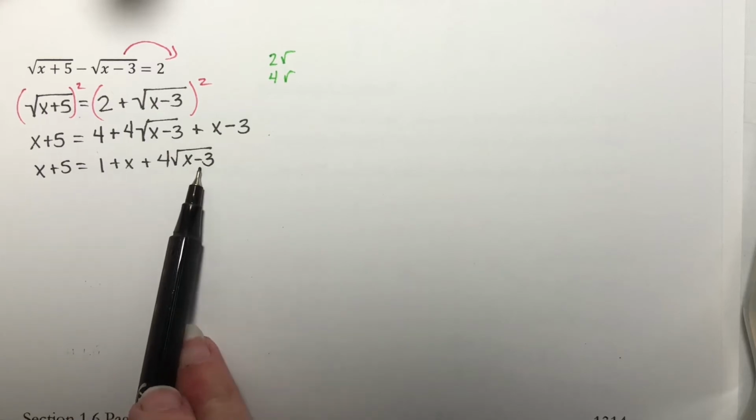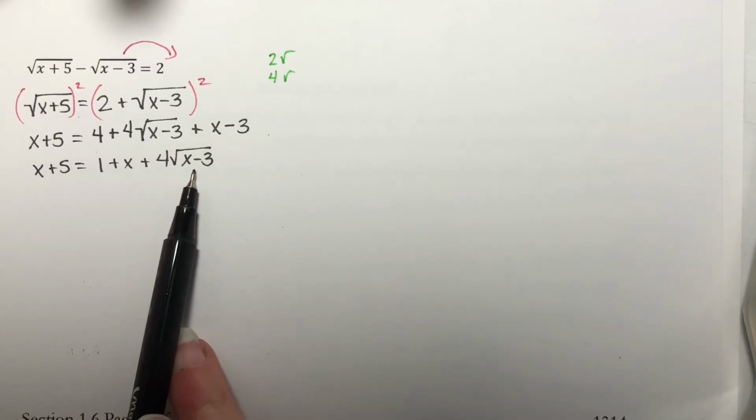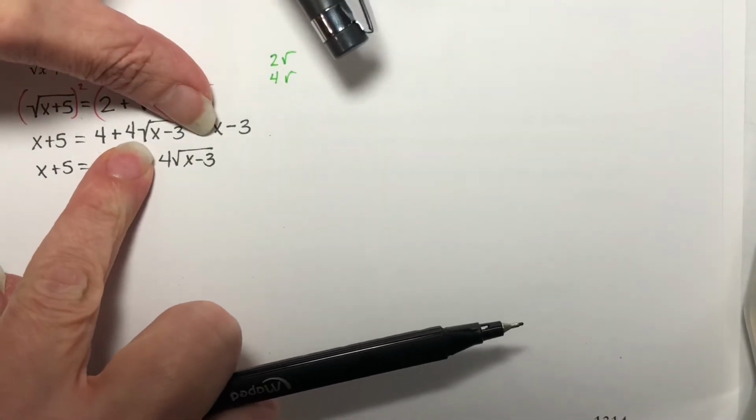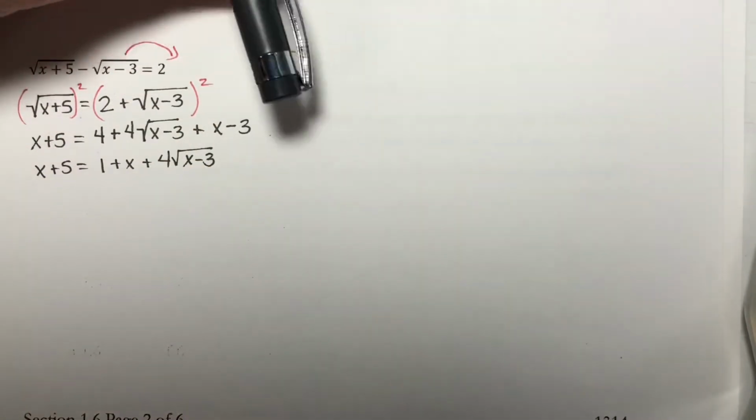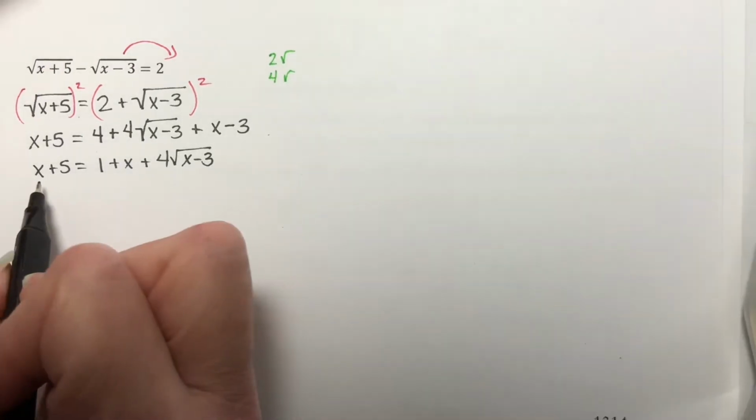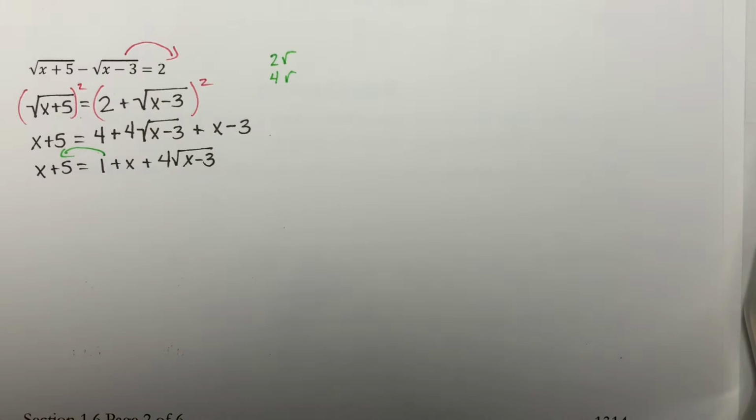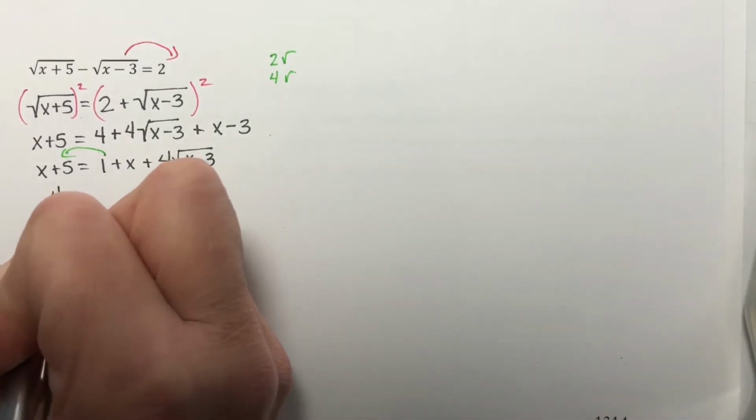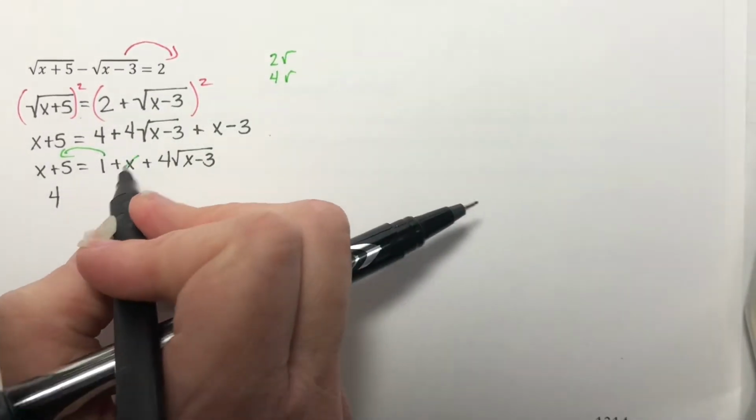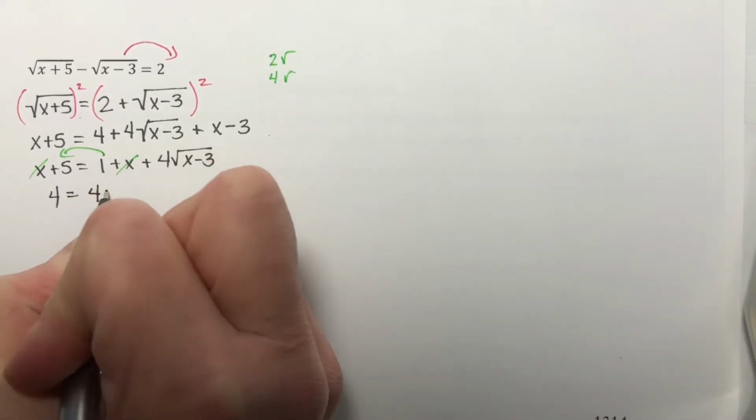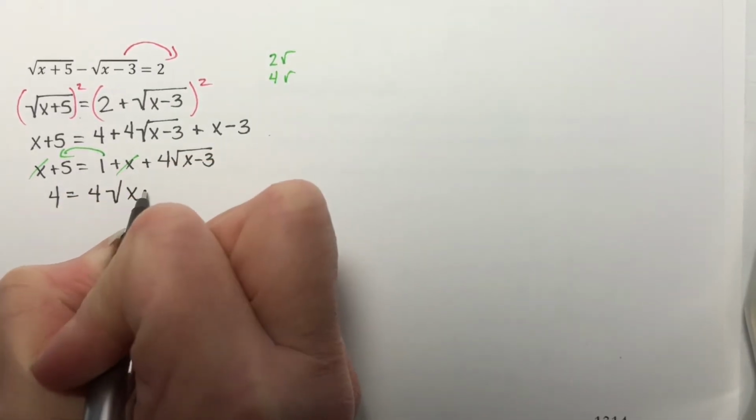I need to get this root by itself. Now, I need to at least get the 4 times the root by itself. If I can get the root completely alone, that's best. But if I look right here, if I go and I subtract 1 from each side, that's going to give me 4. But then if I subtract x from both sides, those just go away. So I have 4 is equal to 4 times the square root of x minus 3.